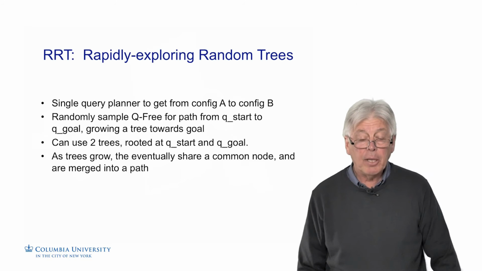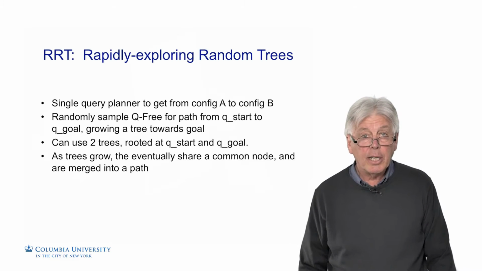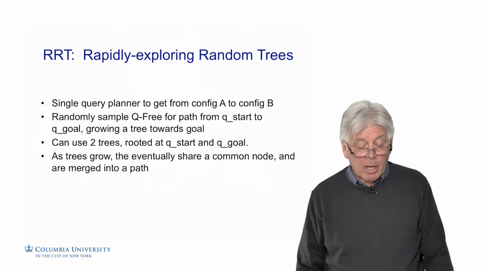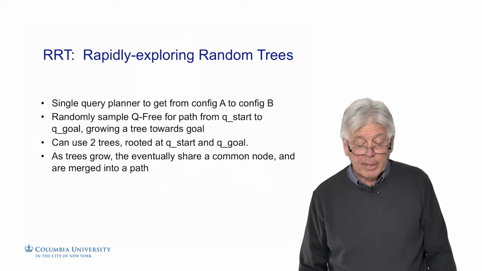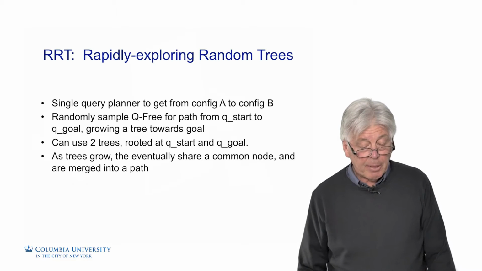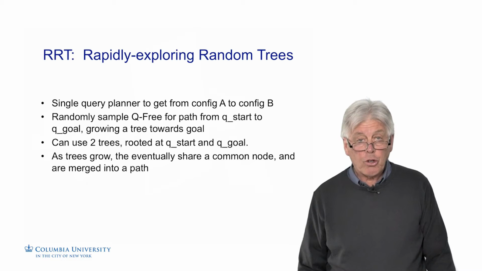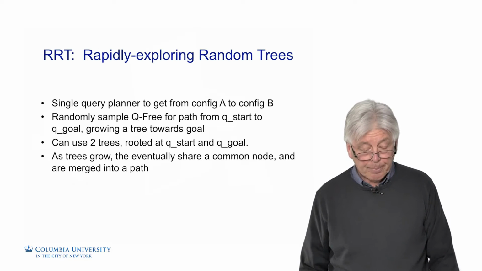Another probabilistic planner is an RRT, a sampling-based planner, rapidly exploring random trees. This is a single query planner to get from configuration A to configuration B. And the idea is to randomly sample Q-free for a path from Q start to Q goal, growing a tree, not a graph, towards the goal.